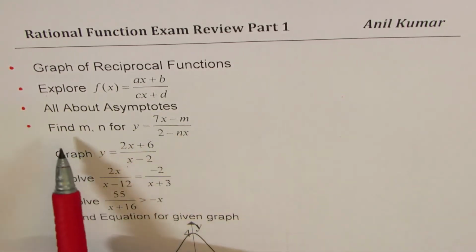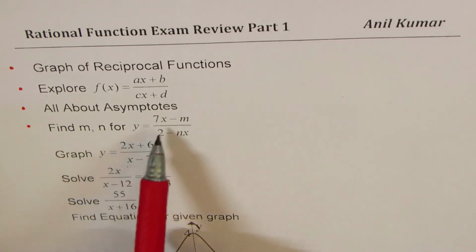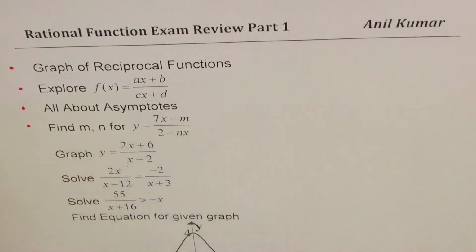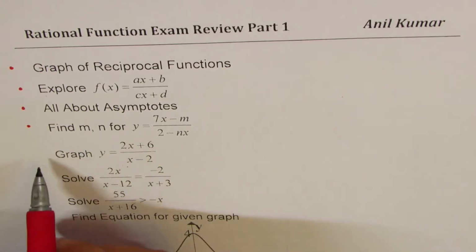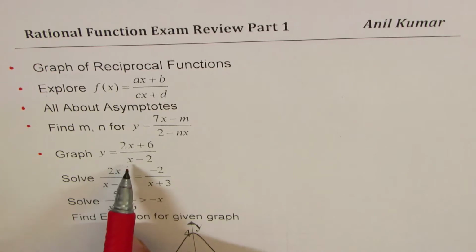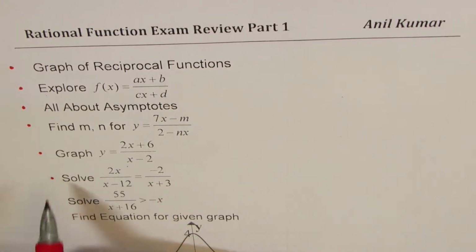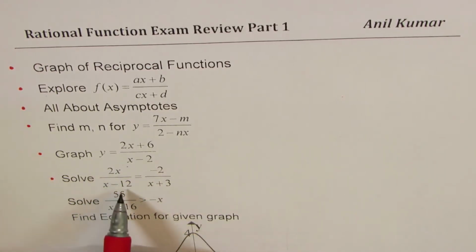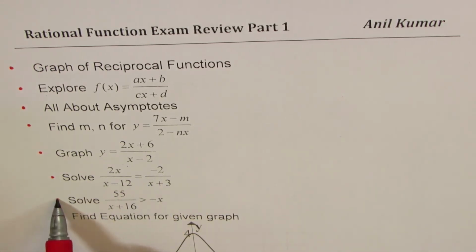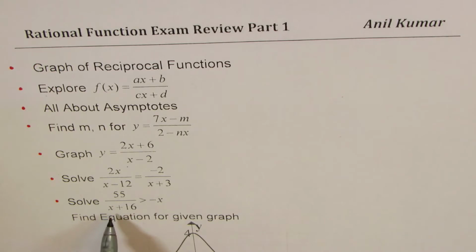One of these questions is find m and n for y equals to this. We'll write some values for X-Intercept or Y-Intercept or asymptotes, and you need to find m and n, right? So I've kept it open now. Then we'll graph the equation y equals to 2x plus 6 divided by x minus 2. We'll solve an equation 2x over x minus 12 equals to minus 2 over x plus 3. And then inequality 55 over x plus 16 greater than minus 6.